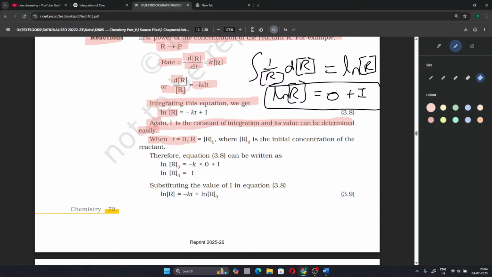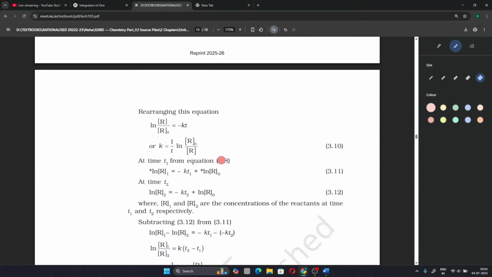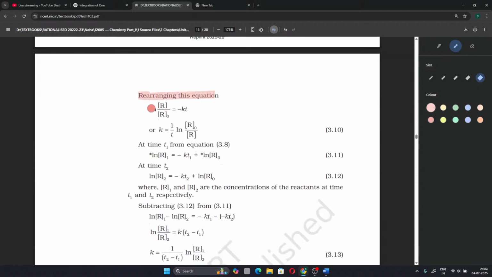So when we take t equals 0, r equals r naught, where r naught is the initial concentration of the reactant. Therefore, equation 3.8 can be written as ln of r naught is equal to I. Substituting the value in the equation, we will get ln of r equals minus kt plus ln of r naught, or r initial. Rearranging this equation, ln of r minus ln of r naught can be written as ln of r by r naught, which is minus kt, or k equals 1 by t ln r naught by r.